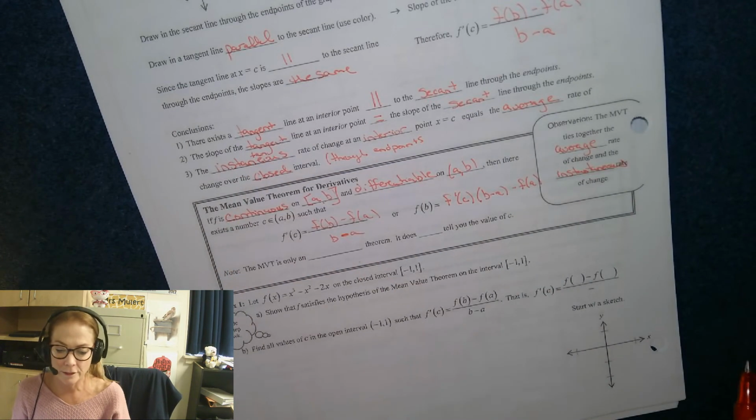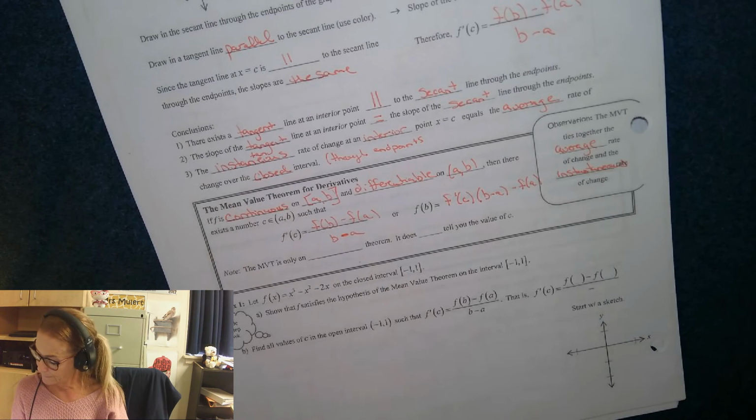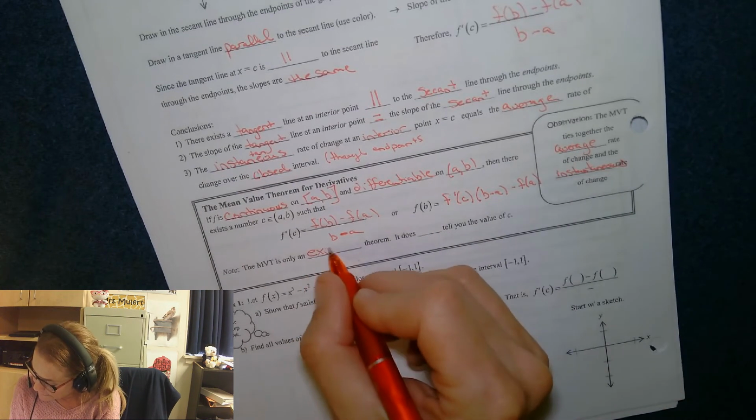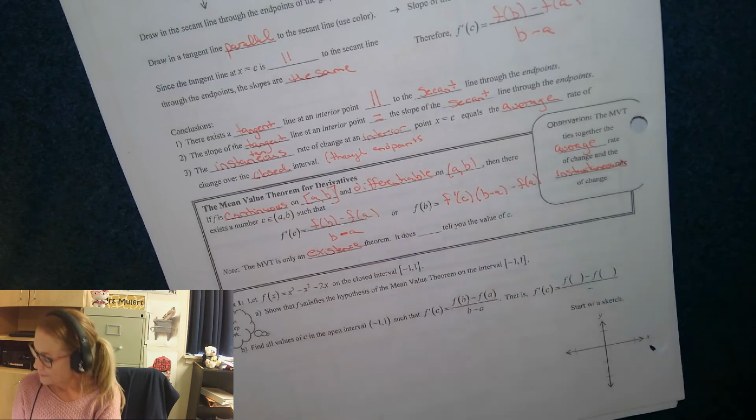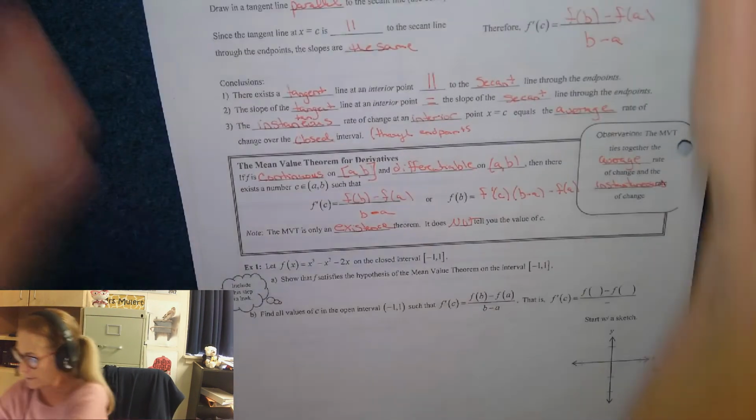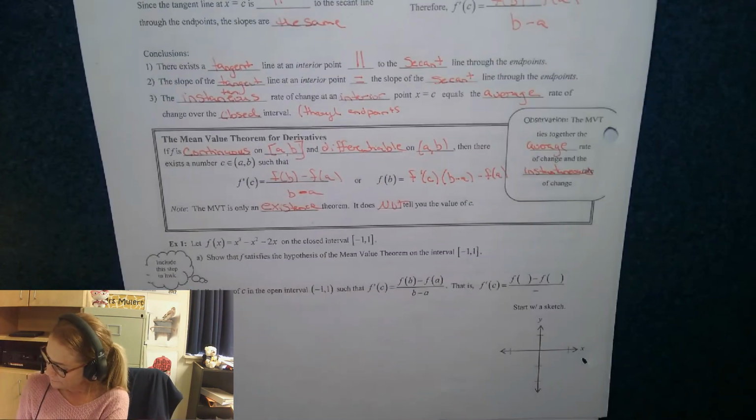Okay. Rates of change. And this, again, is only an existence theorem. It does not tell you the value of c, but all you have to do is set it equal to that slope value. All right, so let's check it out.